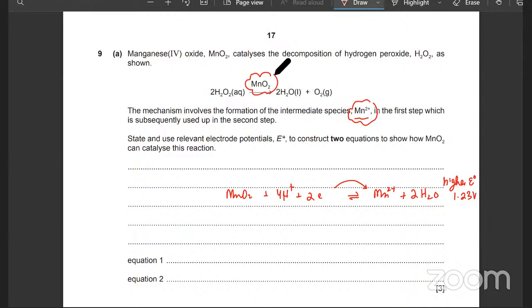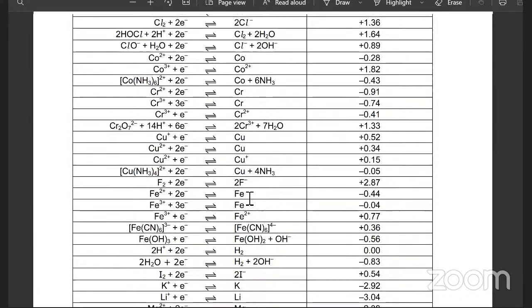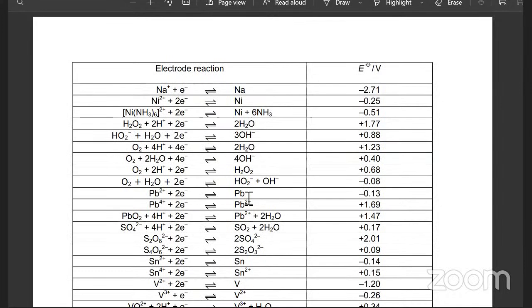So find an equation where H2O2 is losing electrons. So we need H2O2 to be on the right side. So we need to find H2O2 to be on the right side. So I've got one over here. That's probably the only equation I have. I wanted it to lose electrons.